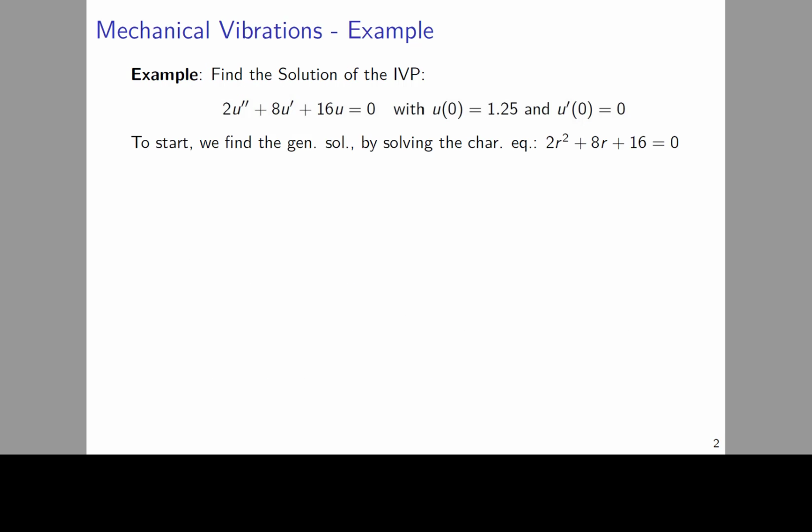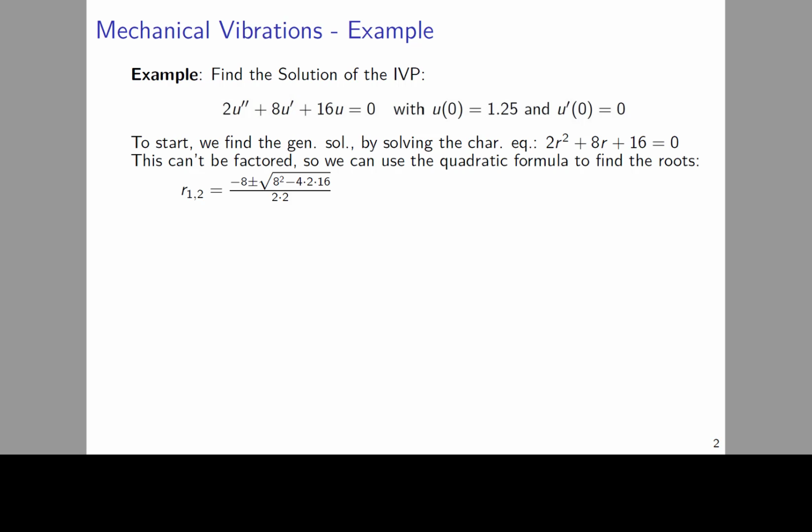To solve this, we'll start by getting the general solution by looking at the characteristic equation 2r squared plus 8r plus 16 equals 0. Since this can't be factored, we can use the quadratic formula to find the roots. The roots r1 and 2 will be negative 8 plus or minus the square root of 8 squared minus 4 times 2 times 16 all over 2 times 2.